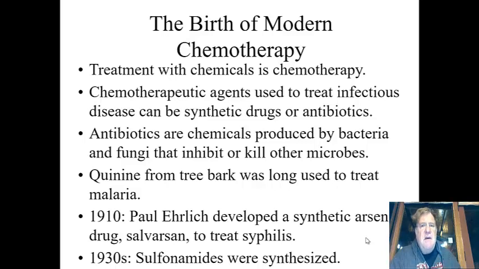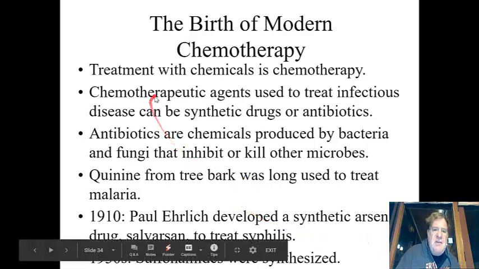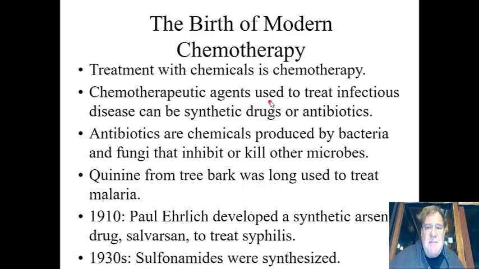Chemotherapy is the idea of using chemicals to kill one organism and not the other organisms. And again, treatment with chemicals is what we call chemotherapy. Chemotherapeutic agents used to treat infectious diseases can be synthetic drugs or antibiotics. Antibiotics are chemicals produced by bacteria and fungi that inhibit or kill other microbes.